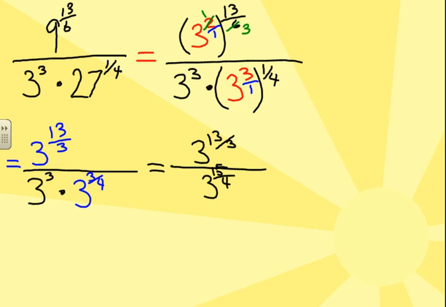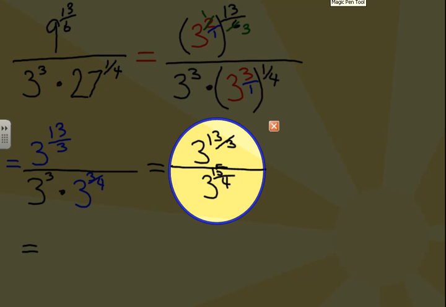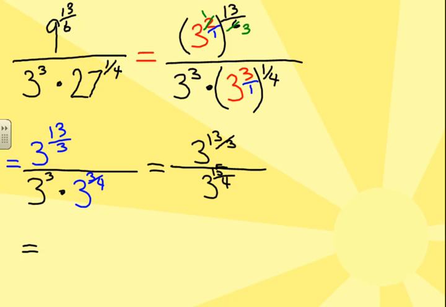My next step is going to be, when you have same base, you subtract your exponents. So what this ends up being, my end answer is, well, it's not my end answer yet, 3 to the 13 over 3 minus 15 over 4. Well, I shouldn't be using the magic pen. Let's try that again. 3, same base, 13 over 3 minus 15 over 4.